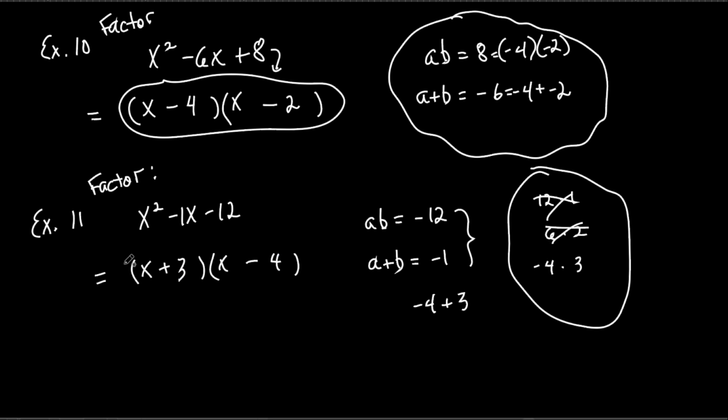If you wanted to check it, you could do the FOIL method and check it. X squared minus 4x plus 3x is negative 1x, and then negative 12. Yep, it works. I can check that in my head, or you could write it down if you wanted to. And that would be your answer right there.